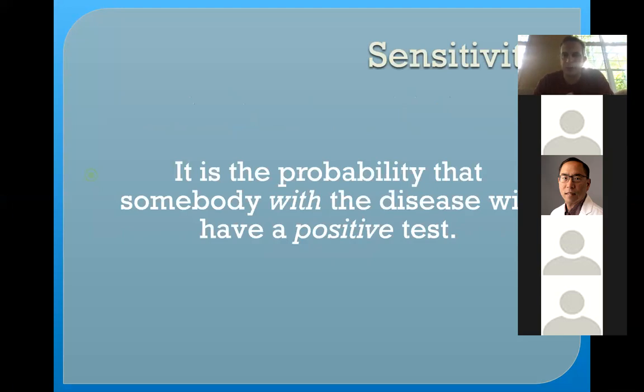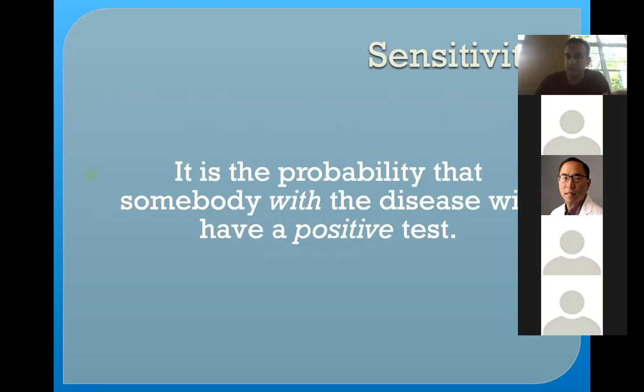So we have different test characteristics to try and help us answer these questions, but they don't necessarily tell us what we want to know. We often think of sensitivity and specificity as being our go-tos, but sensitivity is the probability that somebody with the disease will have a positive test. Well, that doesn't help me clinically, does it? Because I don't know if the patient has the disease or not. And I don't care what the probability of the test coming back positive or negative is, at least clinically.